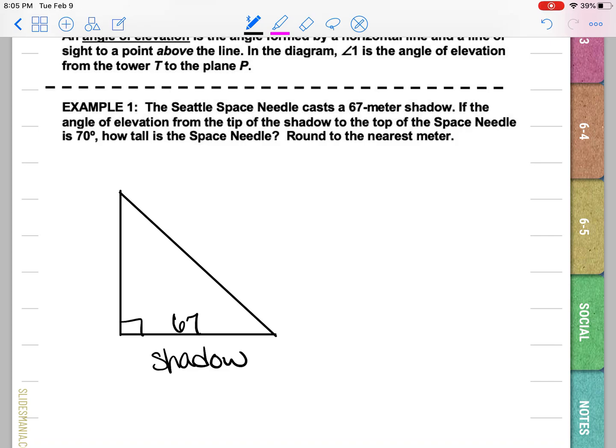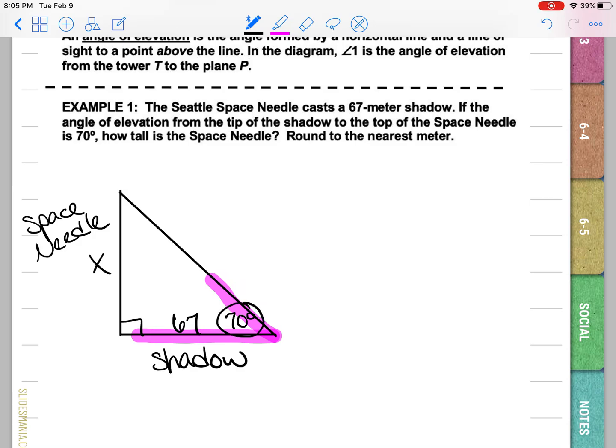Well, if it's asking for how tall something is, we know that we are looking for the height, so we need to find this side here. If you want to add that the Space Needle is represented by the vertical side, go ahead and do that. Now let's talk about this angle of elevation. Remember, angle of elevation is the horizontal line and then looking up. So right there is your angle of elevation. So this is 70 degrees. And now we have our sides ready to go.